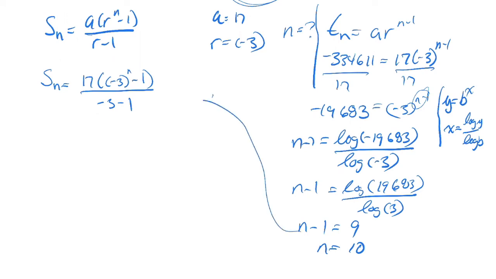Coming back to what we originally wanted, the sum of the first 10 terms. In this case, it's going to be 17 times negative 3 to the power of 10 minus 1 all over, well, minus 3 minus 1 is negative 4. And if we go off and plug that into our calculators, let's do negative 3 to the power of 10 first.